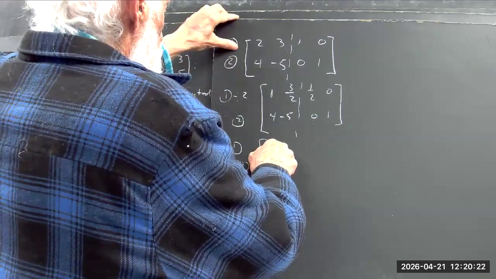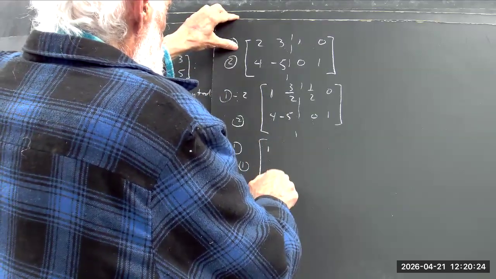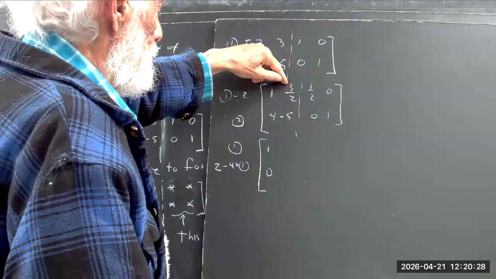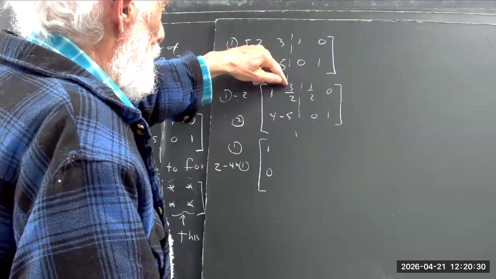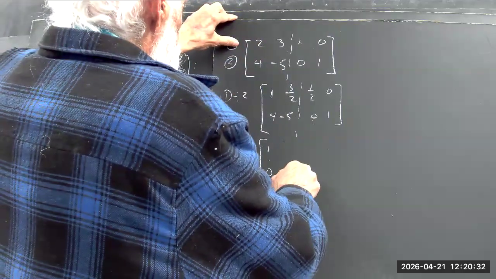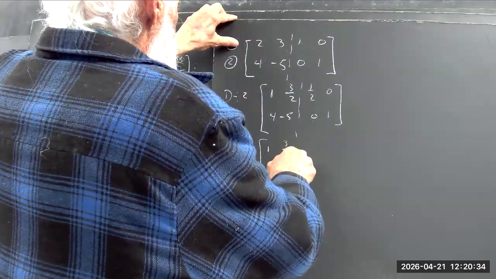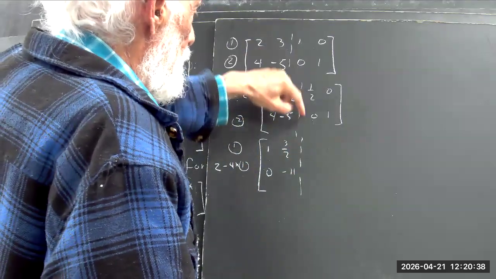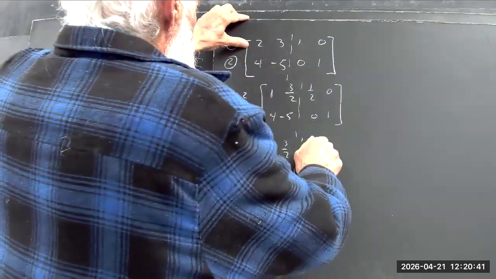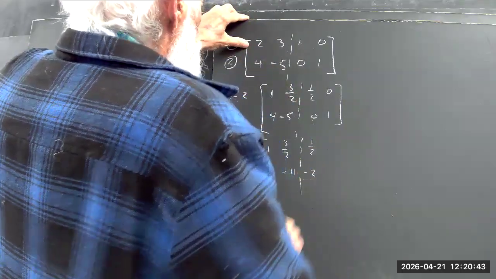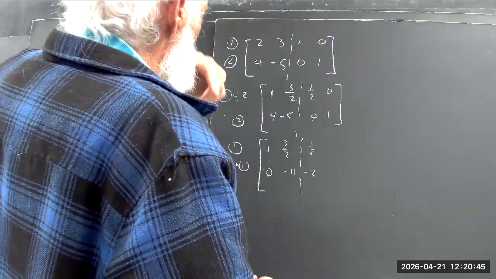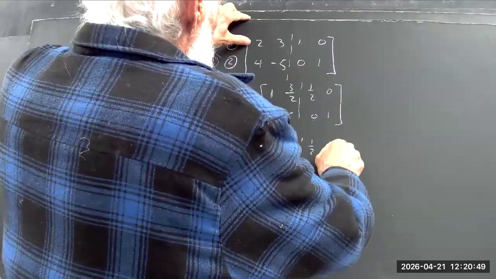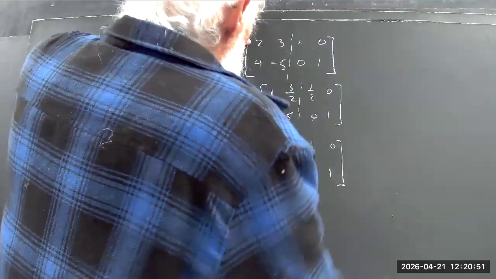So I'm going to have 1, 3 halves, 1 half, 0. But -4 times 3 halves is -6. Added to -5 gives me -11. And -4 times 1 half added to 0 gives me -2. And then -4 times 0, 0 added to 1, we still get 1.